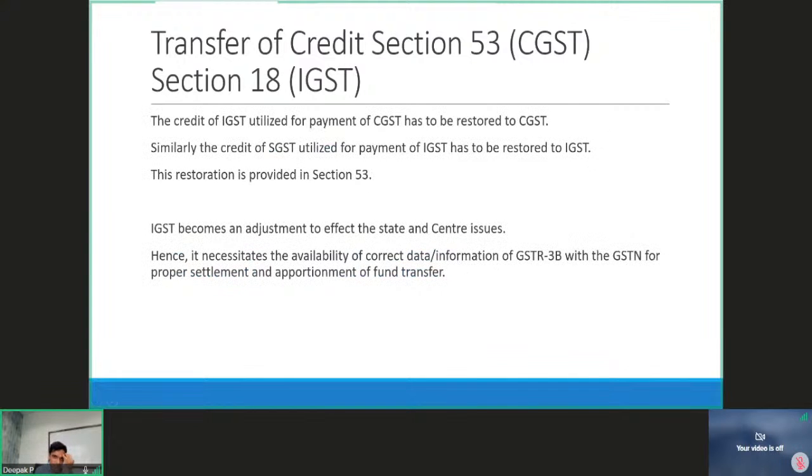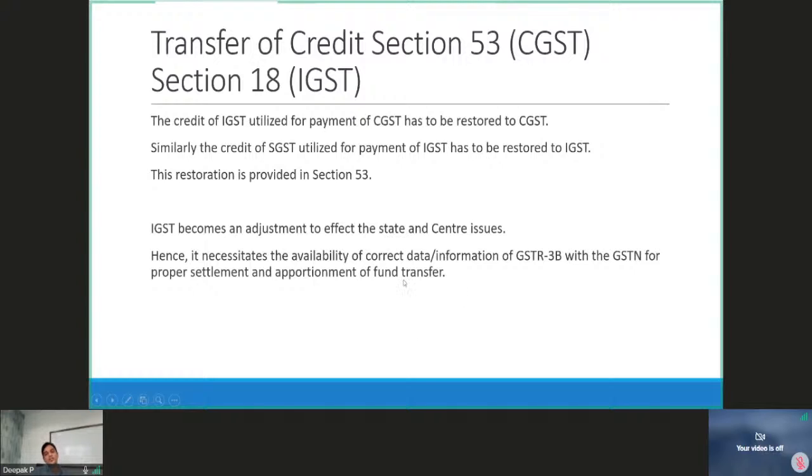The credit of IGST utilized for payment of CGST has to be restored. Similarly, the credit of SGST utilized for payment of IGST has to be restored to the IGST. IGST becomes an adjustment to that extent because that is the common credit which gets flowed everywhere, right? When CGST gets flowed, then IGST gets reduced. Government has the access to transfer the credit from CGST to the IGST and vice versa.